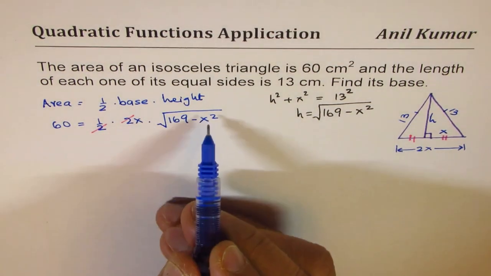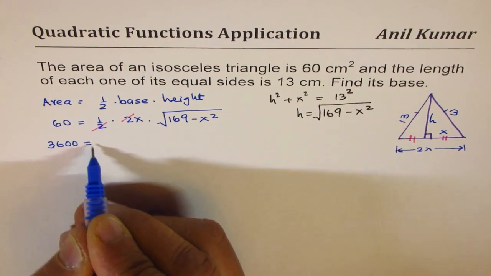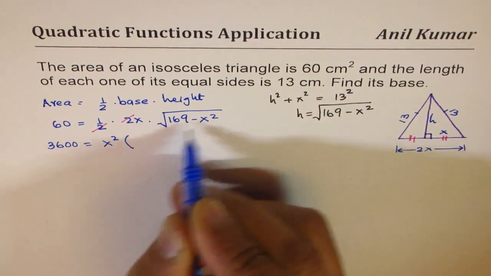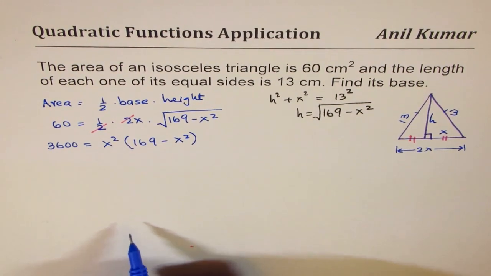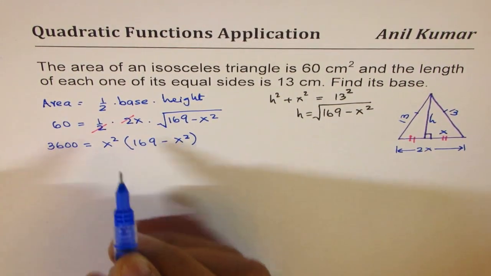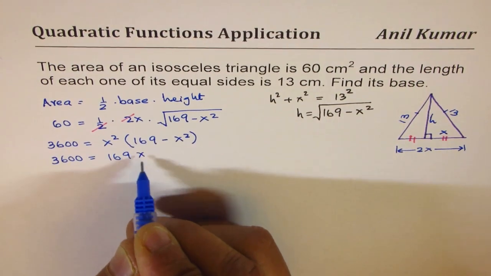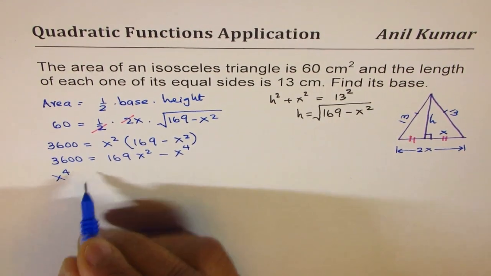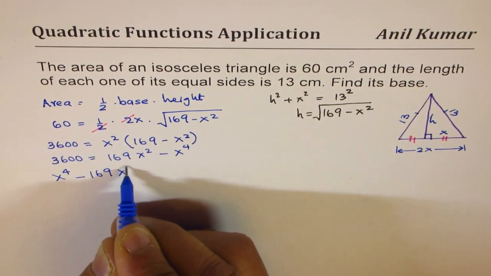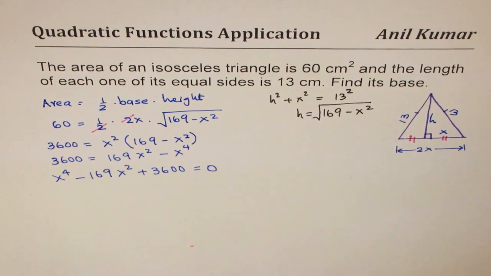Now to solve, we can square both sides. So if you square, this becomes 3600 equals x squared times all this, which is 169 minus x square. So that gives you an equation with power of 4. So let's open this up. We have 3600 equals 169 x square minus x to the power of 4. Let's bring them to the left side. x to the power of 4 minus 169 x square plus 3600 equals 0. So that is the kind of equation which you have.